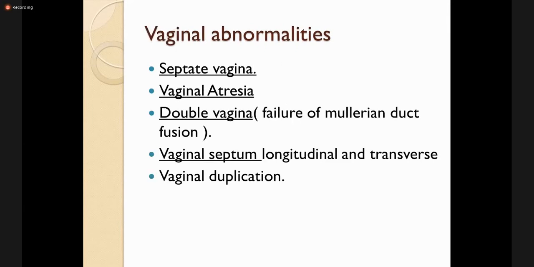Now coming after vulval abnormalities, next is the vaginal part of the reproductive tract, and in this we can see the septate vagina. There is a muscular septum formation, and this results in two separate vaginal cavities. Next is vaginal atresia, which is lack of formation of the vagina. Next is the double vagina, which happens due to failure of mullerian duct fusion. Next is vaginal septum. This septum can be classified based on the alignment in the reproductive tract. Either it can be longitudinal or transverse. Vaginal duplication is also one of the abnormalities.